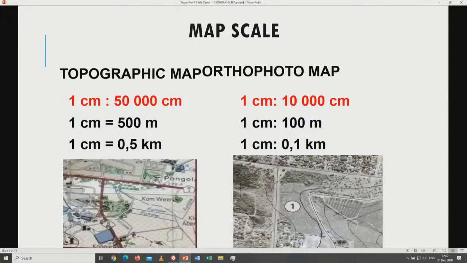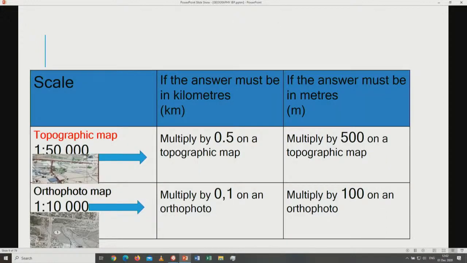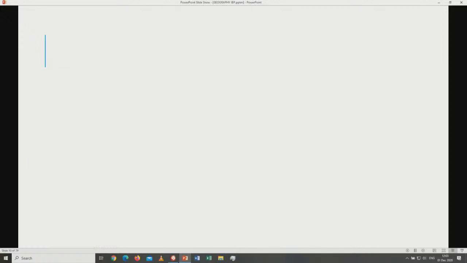The normal scale, that is why I highlighted it today in red. That is the scale that you'll see in your map. 1 centimeter is to 50,000 centimeters. And then the orthophoto would be saying 1 centimeter is to 10,000 centimeters. Now this, you must have a look on it, that if the answer must be in kilometers, you must multiply by 0.5 on a topographical map. If your answer must be in meters, you must multiply by 500 on the topographical map. But on the orthophoto map, you multiply by 0.1 and then you multiply by 100 if you change to meters.